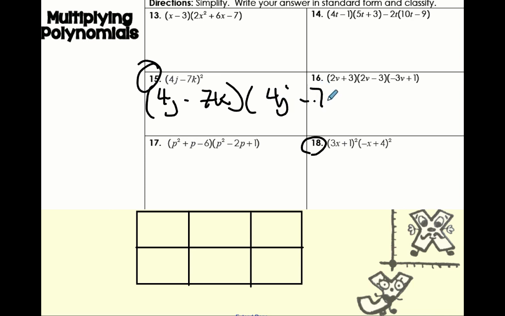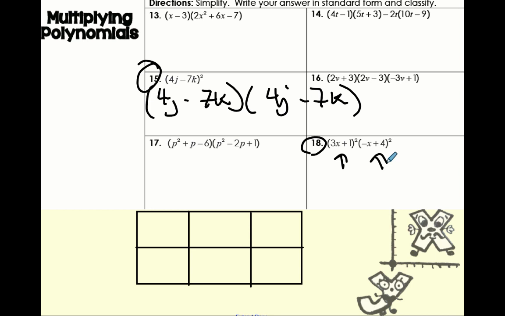times a binomial. On number 18, you would do this multiplied by itself, this multiplied by itself, and then multiply them. So that would give you two quadratics, as a matter of fact, times quadratics, and it's a lot of work. So we're just going to do a simple one.